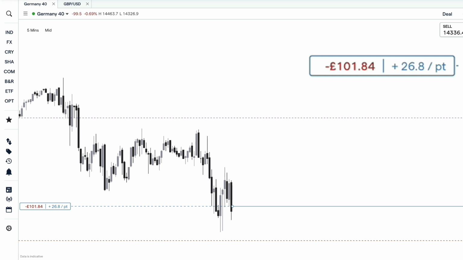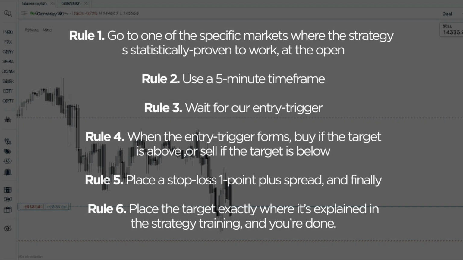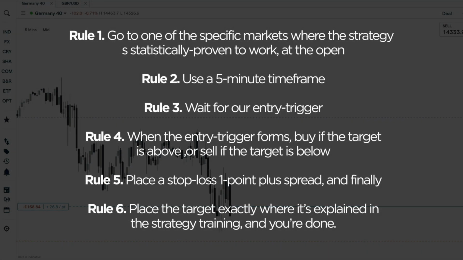Now, I'm trading my price reversion strategy here on the Germany 40 market, as you can see, on the DAX, as it's otherwise known. And the rules are as follows. So number one, go to one of the specific markets where the strategy is statistically proven to work best at the open, which in this case is the Germany 30 market at 7 a.m. UK time. And this is just one of the markets that the strategy works on, by the way. You can also apply it to the S&P if you're in the US, or the ASX if you're in Australia, and so on and so forth. So it does work right across the world.